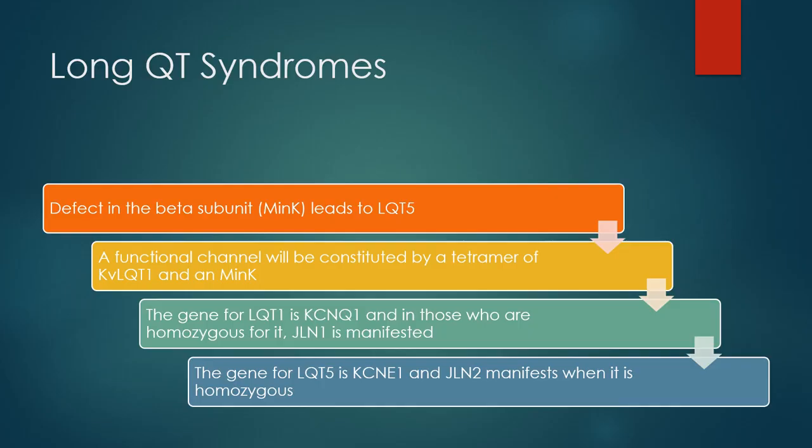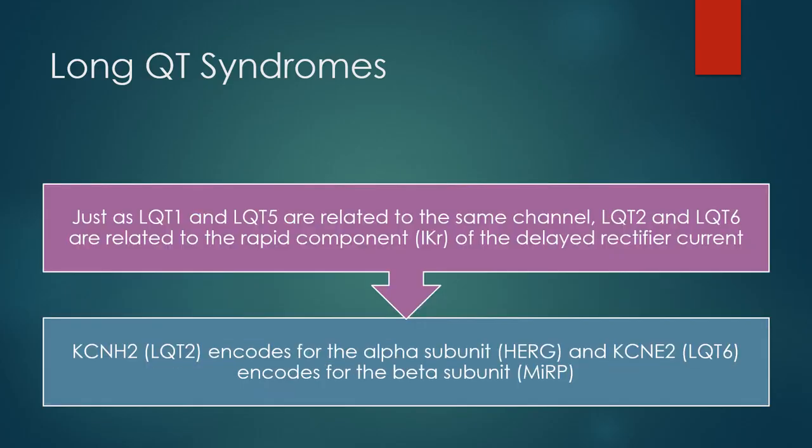The gene for LQT1 is KCNQ1, and in those who are homozygous for it, JLN1 is manifested. The gene for LQT5 is KCNE1 and JLN2 manifests when it is homozygous. Just as LQT1 and LQT5 are related to the same channel, LQT2 and LQT6 are related to the rapid component of the delayed rectifier current. KCNH2 encodes for the alpha subunit and KCNE2 encodes for the beta subunit.